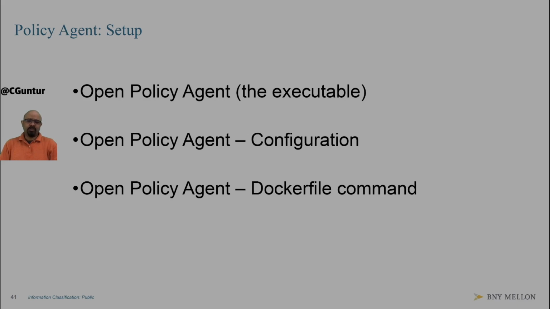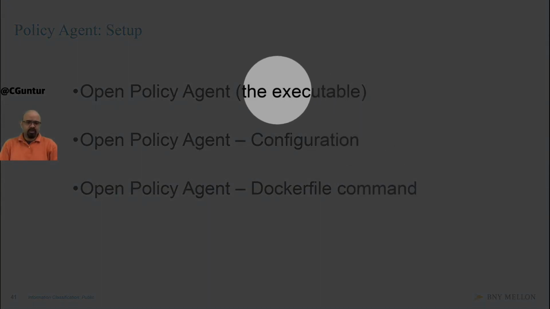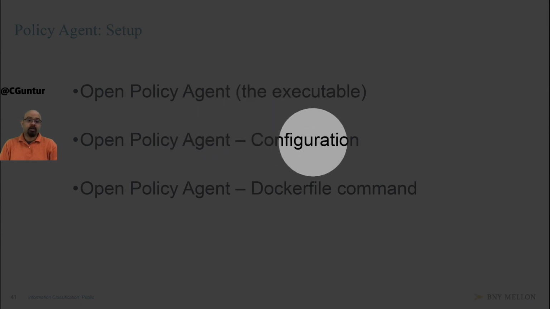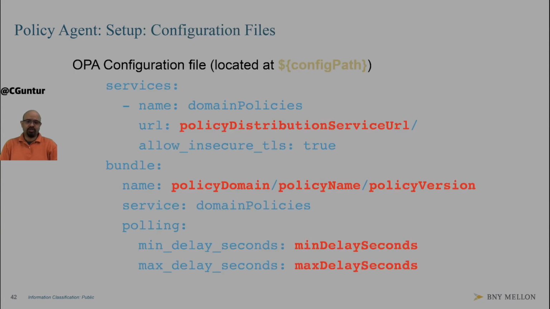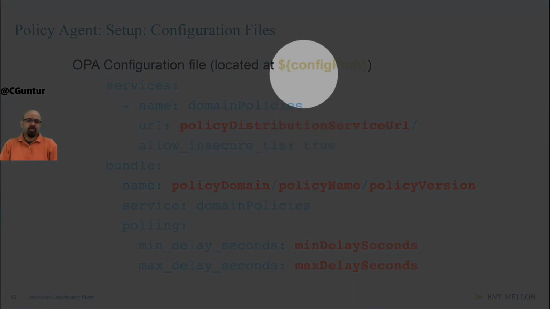How did we set up the policy agent? We downloaded the executable. It is freely available from openpolicyagent.org. We set up a configuration standard, and we created a simplified Docker command. Let's take a look at the configuration itself. The configuration is located at a $config path. This will be useful later.